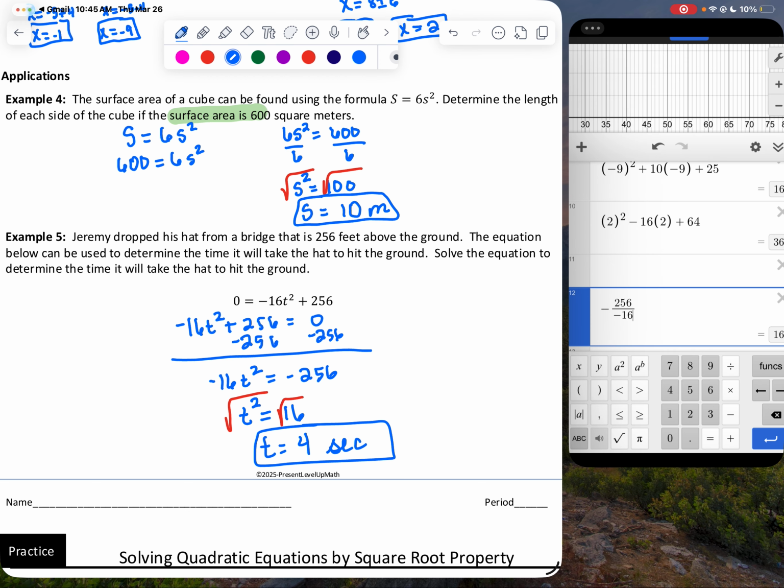And that concludes today's lesson, solving quadratic equations using the square root property.